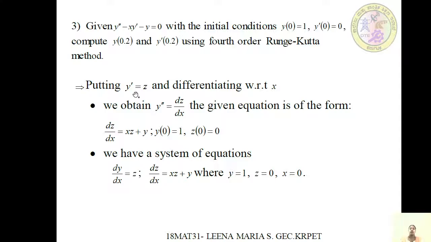We are going to put y dash as z. On differentiating this with respect to x, we get y double dash is equal to dz by dx. So the given equation will be of the form dz by dx equals, on shifting to the right hand side, x into z plus y. The given conditions are y of 0 equals 1, z of 0 equals 0. Now we have the system of equations: dy by dx is equal to z and dz by dx is equal to x into z plus y, where y equals 1 and z equals 0 at x equals 0.